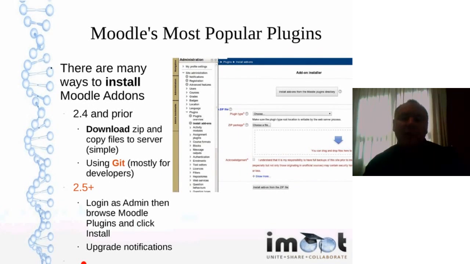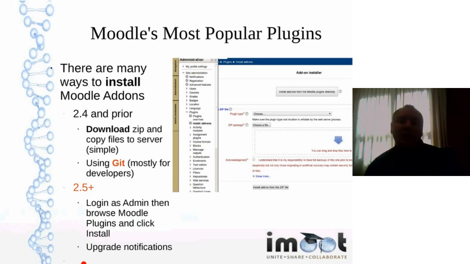Again, if you have questions while I'm talking, please feel free to ask them in the chat. I'm going to go quickly through how to install a plugin. Prior to Moodle 2.5, you had to download the zip file and copy it over into the correct directory or path for that plugin to be installed on the server. So you had to have some type of write access to the server itself, either FTP or SSH or something like that.